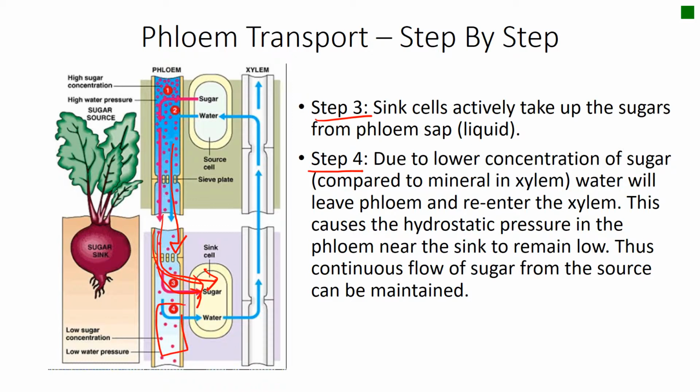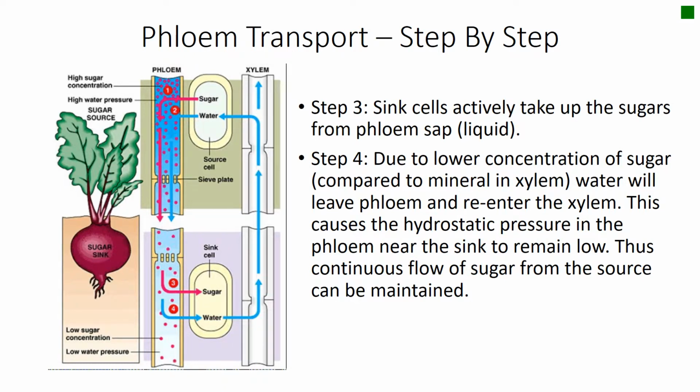Because of the uptake of sugar from the phloem by the sink cells, the concentration of sugar inside the phloem now decreases. Due to the lower concentration of sugar compared to minerals in the xylem, water will leave the phloem and re-enter the xylem. You can see the arrow over here. So basically the water in the xylem is just acting as the current to bring the sugar to the sink. This causes the hydrostatic pressure in the phloem near the sink to remain low. Again, the pressure becomes low because the water leaves the phloem.